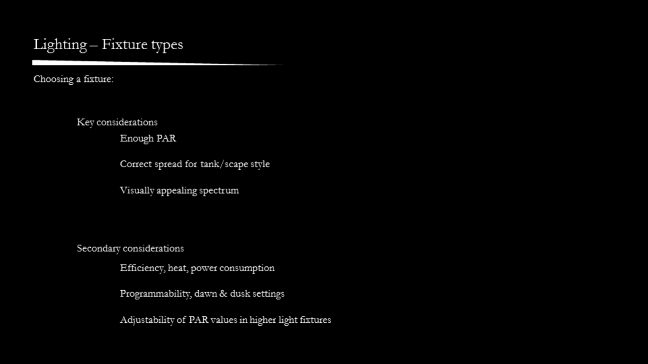is efficient, whether it is programmable, having dawn and dusk functions, and whether or not the light is dimmable. This is especially important for lights that have very high power values that produce a lot of light, because dimming the light fixture is one of the easiest ways to deal with algae issues.